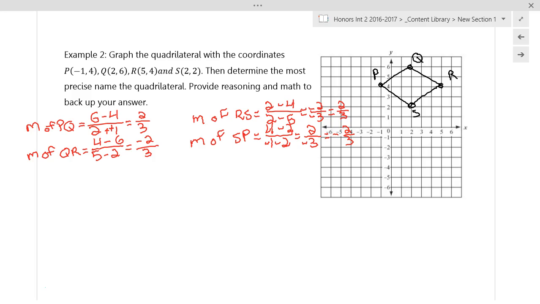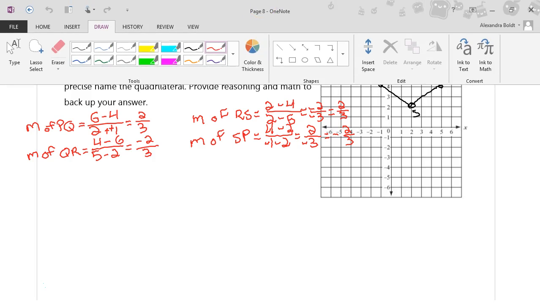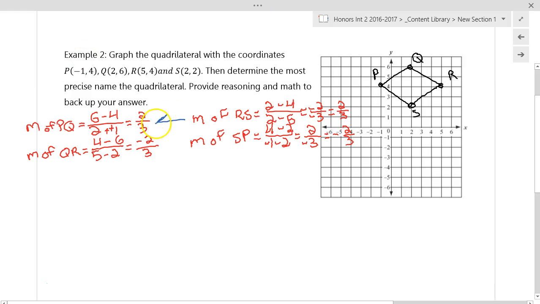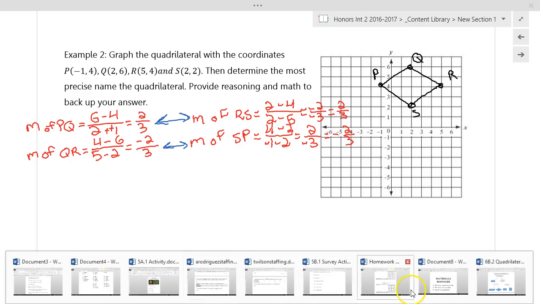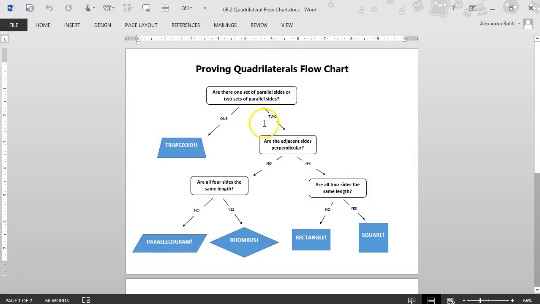Okay? So now, I'm asking myself, are there one set of parallel sides or two sets of parallel sides? Okay? So I'm looking for same slopes. So I wrote it here, makes it nice and easy. I have this, these slopes are equal, and these slopes are equal. That's 2 sets of parallel sides. Okay? So going back to our quadrilateral worksheet, it would be 2. So I'm going to follow this and go to this question.